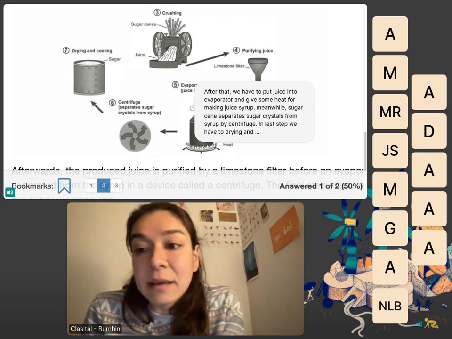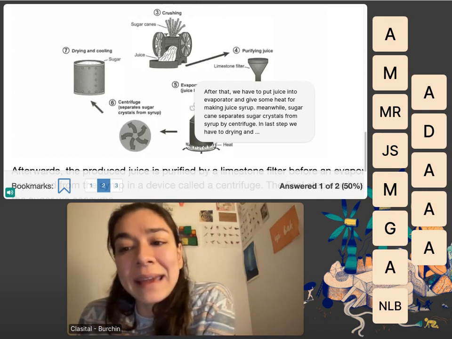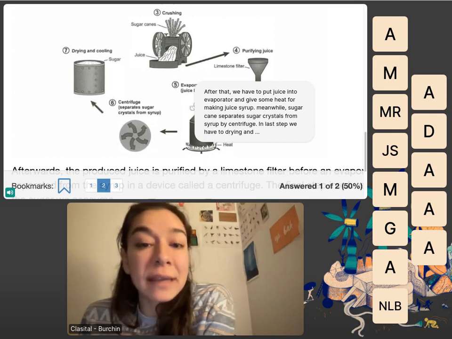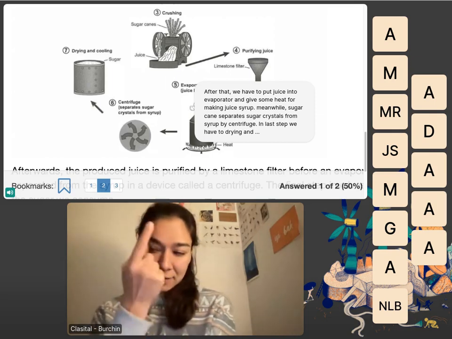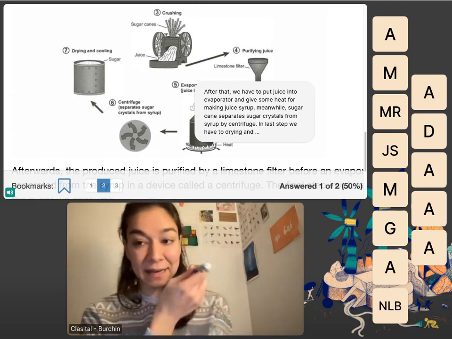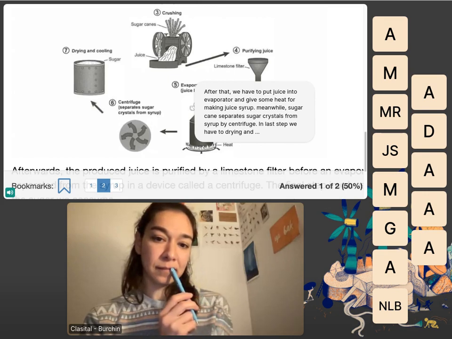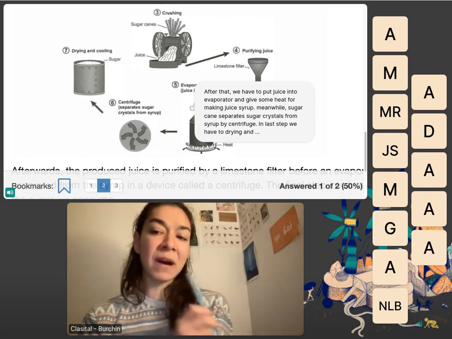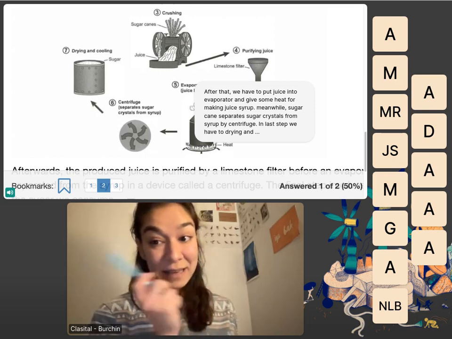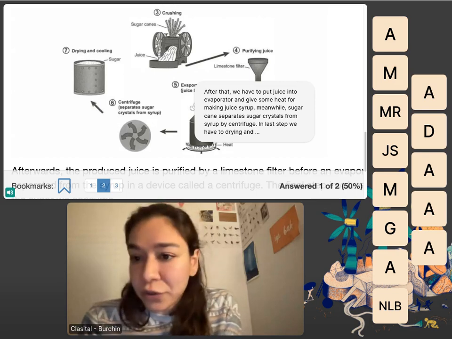Meanwhile, sugarcane separates sugar crystals. Oops. You are saying sugarcane itself, like the vegetable, the sugarcane separates the sugar crystals by using a centrifuge, but you are saying the sugarcane is doing it. Subject-object confusion.